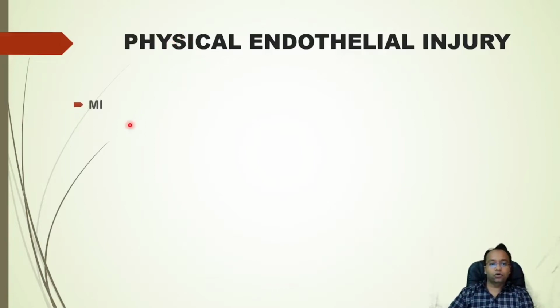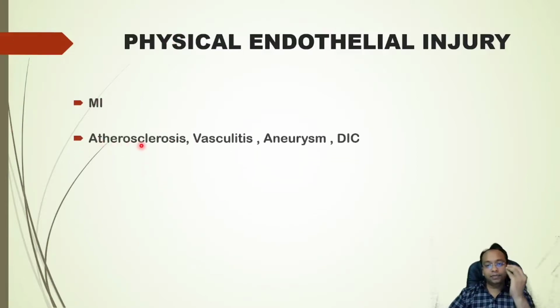So that is, in case of a myocardial infarction, it can occur where lipid gets accumulated in the tunica intima of the blood vessel. That is atherosclerosis, right? Intimal thickening will be there. That can lead to endothelial injury. Vasculitis, which is inflammation of blood vessels, can lead to endothelial injury. Aneurysm, meaning dilatation of a blood vessel, can lead to endothelial injury. And disseminated intravascular coagulation, that is the most dangerous factor, can aggravate the endothelial injury.